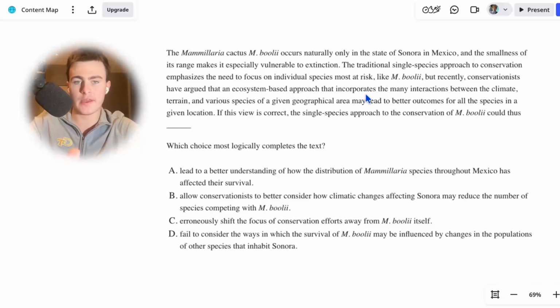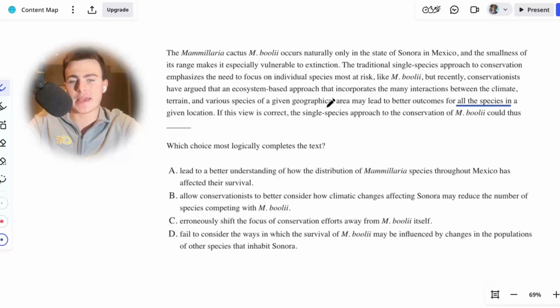Okay, slow down. So you have MB, it's in this one location, it makes it vulnerable to extinction. Now the single species approach says that we should focus on this cactus because it's at risk. But these conservationists say that we should have a broader view, which incorporates all the other stuff, not just the cactus. So all the other stuff may actually help the cactus, not just focusing on just the cactus. And it may lead to better outcomes for all of the species in a given location.